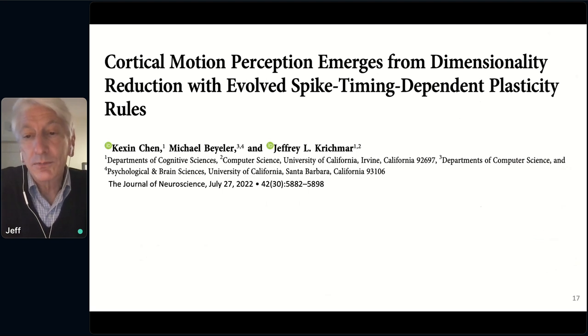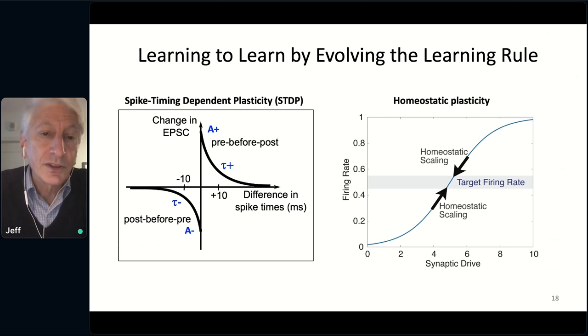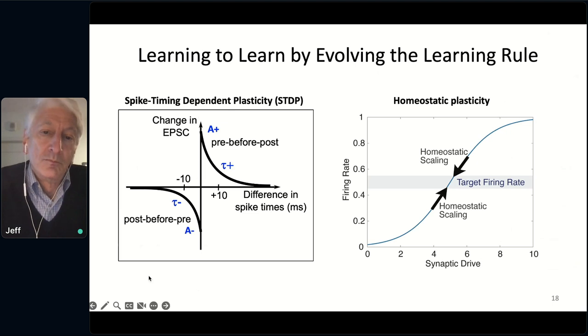We've done this in a number of projects, and one of them, going back to that dorsal visual stream, is cortical motion perception. And we're going to evolve the spike-timing-dependent plasticity rules. This was work again by Michael Beyeler, but also it was part of Kexin Chen's dissertation, and this was recently published in the Journal of Neuroscience. So this is basically a learning-to-learn algorithm, where we're evolving the learning rule. We could evolve all the connection weights, but like I showed you, there's potentially millions of connection weights. So that's a huge parameter space. So we said, what if you evolve the STDP rules?